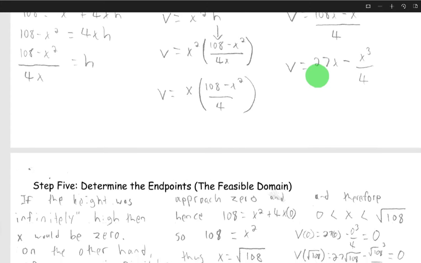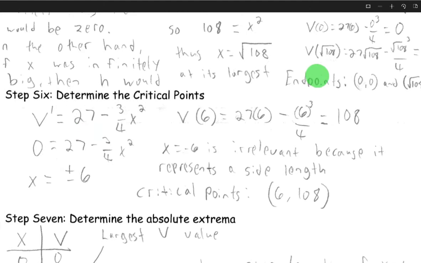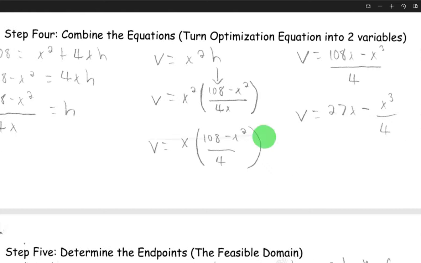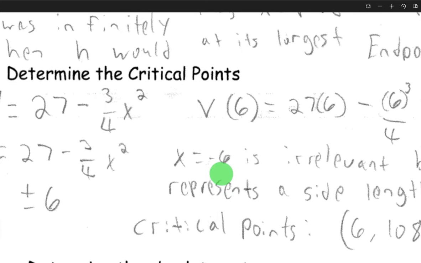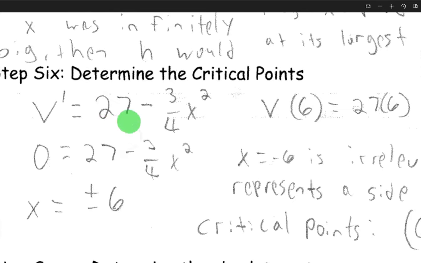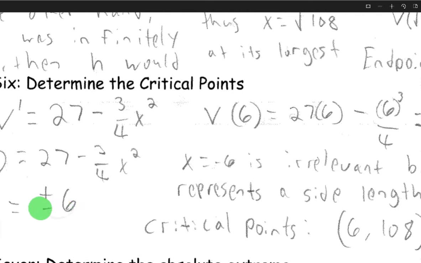since it's a polynomial. So the derivative is going to be, constant multiple rule, 27 minus, and then we're going to use the power rule here. It'd be minus 3x squared over 4, or 3/4 x squared. So set the derivative equal to 0 and solve for x. I didn't have room to show this, but basically you would subtract 27, multiply both sides by negative 4/3, and take the square root, and you get plus or minus 6.